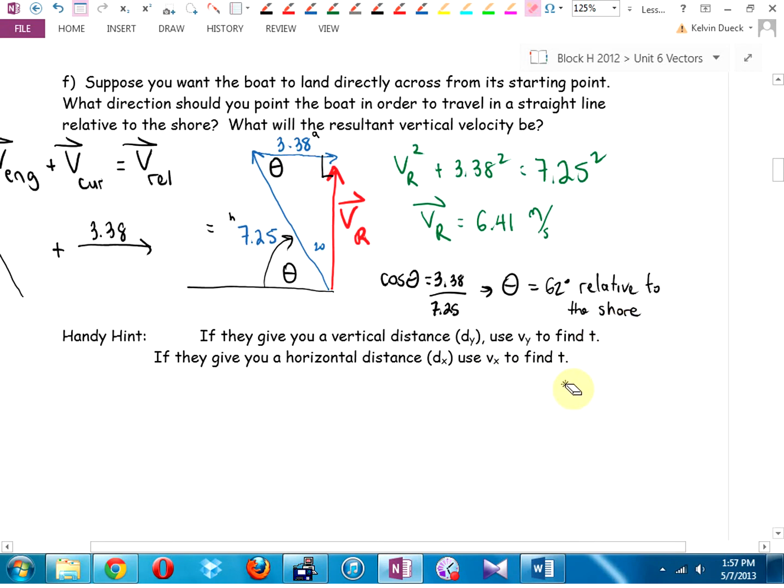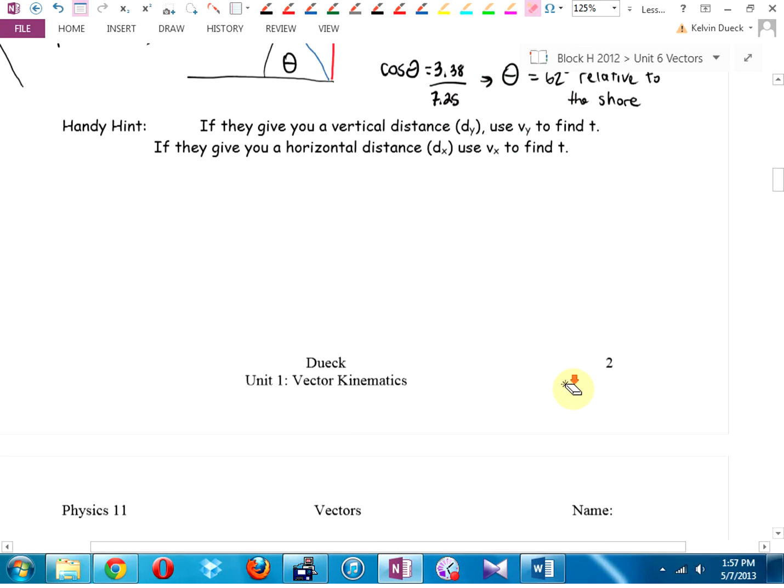Time, vector or scalar? Scalar, I don't care about direction there. But velocity and displacement, vector: direction, direction, direction. Turn the page.